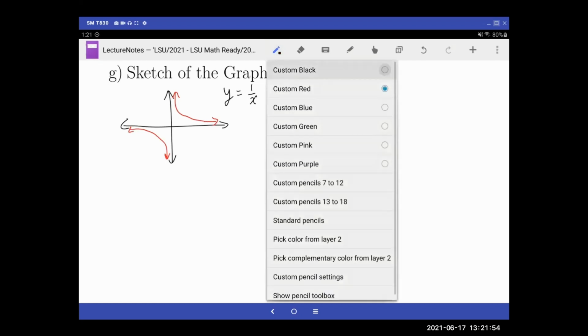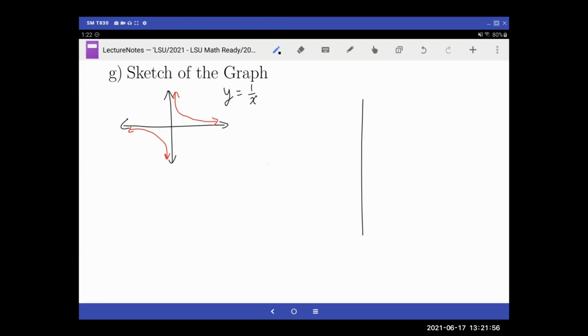So let's draw, maybe put a bigger graph here. We have 1, 2, 3, 4. At -4, we have a vertical asymptote.